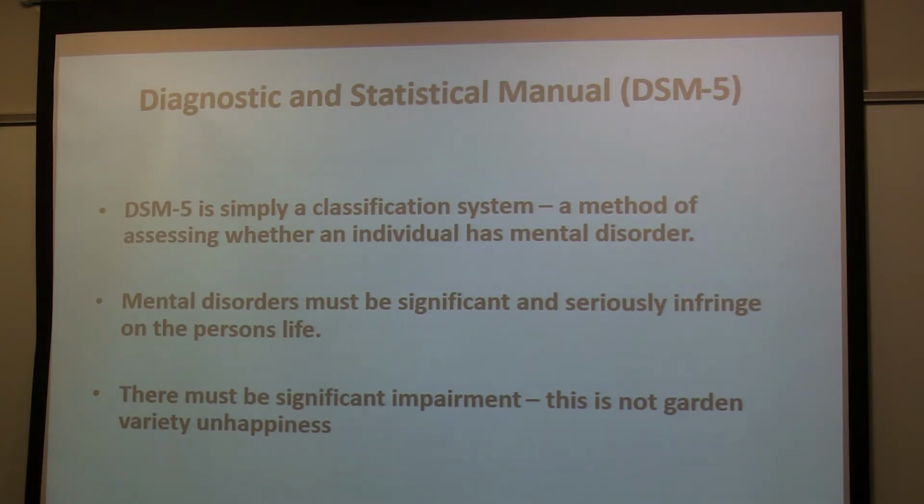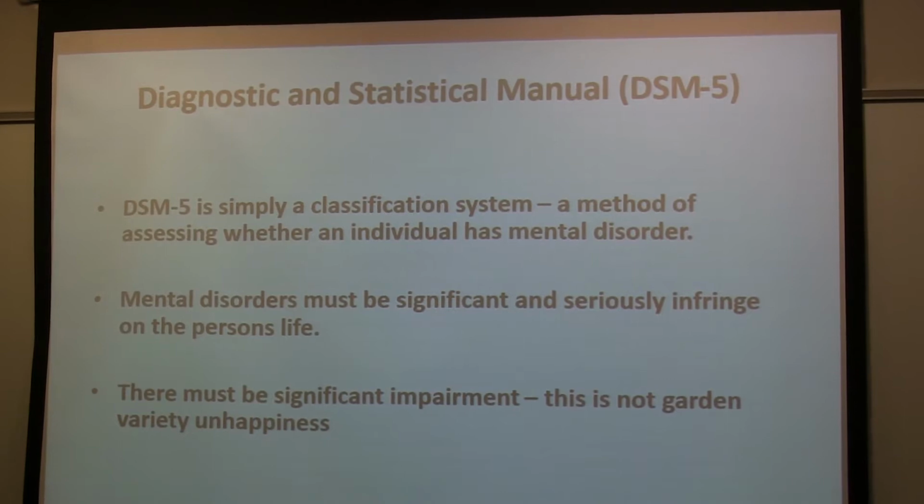Mental disorders, in order to be diagnosed, must be significant and seriously infringe on the person's life, on their day-to-day functioning. It's not garden variety unhappiness or a bad hair day. It's really serious enough that it's impairing their functioning. And so that's DSM-5. And DSM-5 also, I know we're up to delusions, but I'll just mention that it does not discuss etiology. It does not tell us what causes a mental disorder.